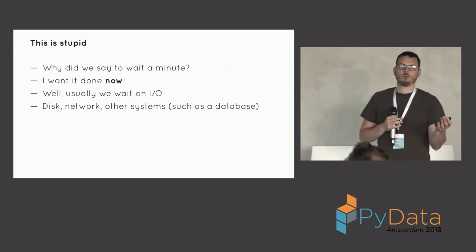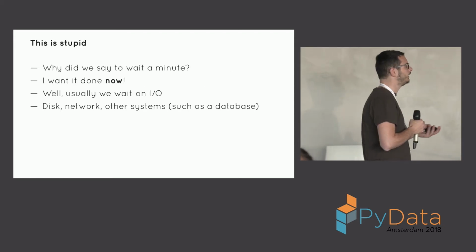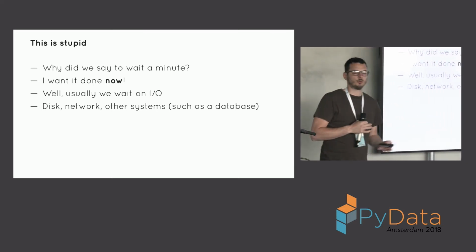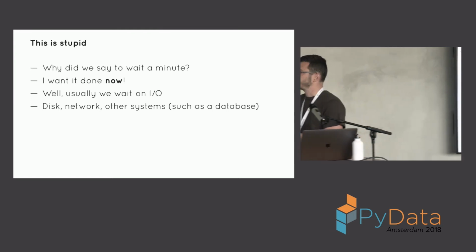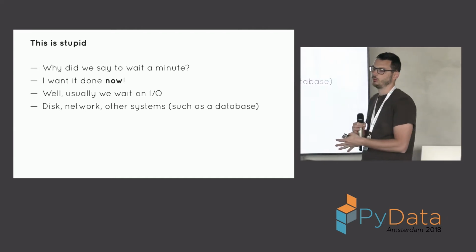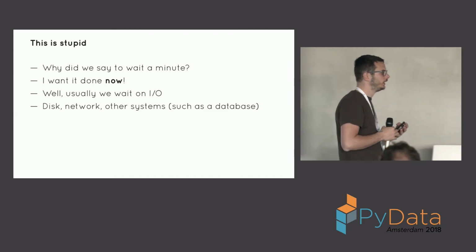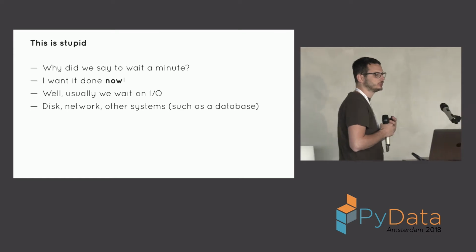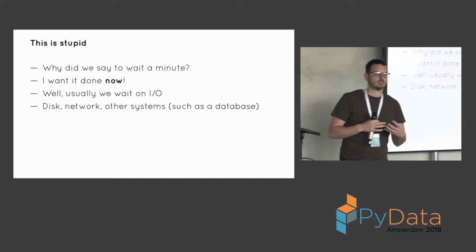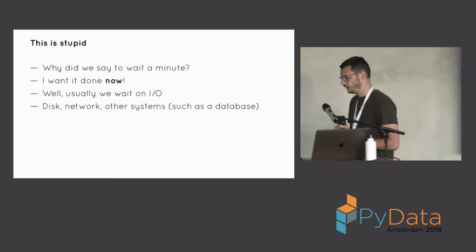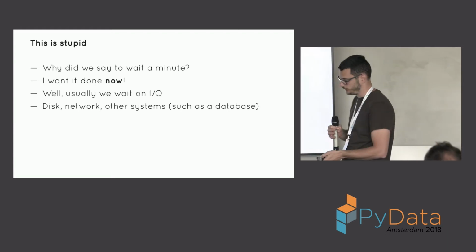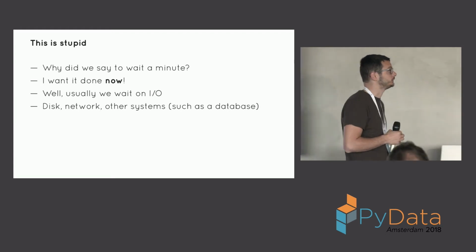Of course, it's stupid. Why should we want to wait time between doing A and B? We want it done as soon as possible. But the reality is, of course, that usually when we write our programs, we wait on input-output. So we wait on the database, we wait on the network, we wait on the disk, we wait on other things. And the idea behind Asyncio is that we don't have to keep waiting for this thing to be done. We can do other things while we wait for this input-output from these other systems.